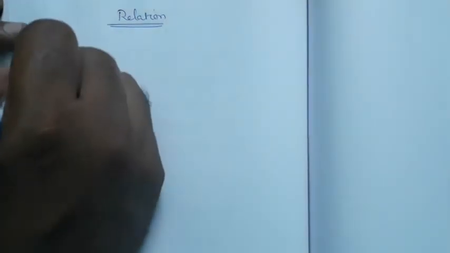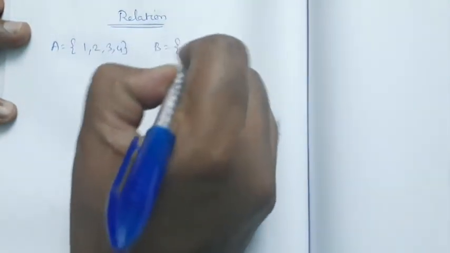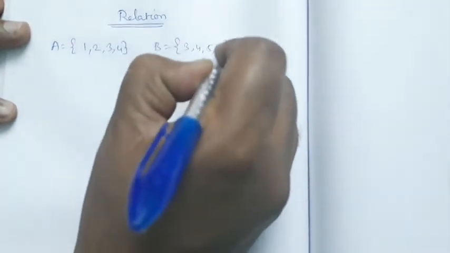Now let us see what a relation is. Let A and B be two non-empty sets. A relation R from A to B is a subset of A cross B satisfying some specific conditions. That is, a relation is a subset of the cross product. Let me explain this with an example. Consider two sets, set A equal to {1, 2, 3, 4} and set B equal to {3, 4, 5, 6}.